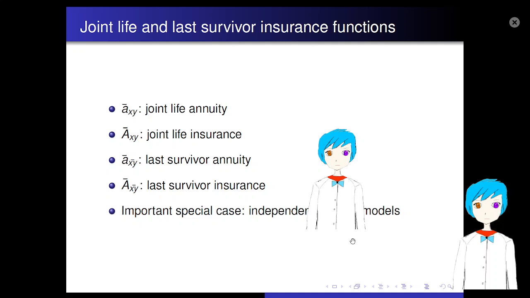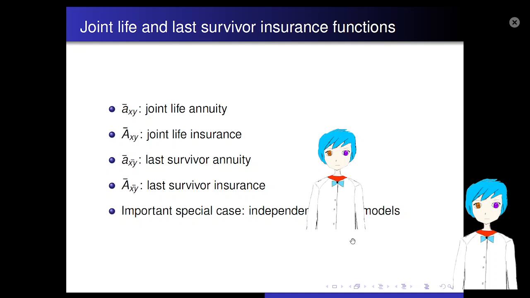Capital A bar xy is a joint life insurance. It pays a lump sum of money when the first death happens within the two persons. So whoever dies first, the insurance will pay a sum of money.